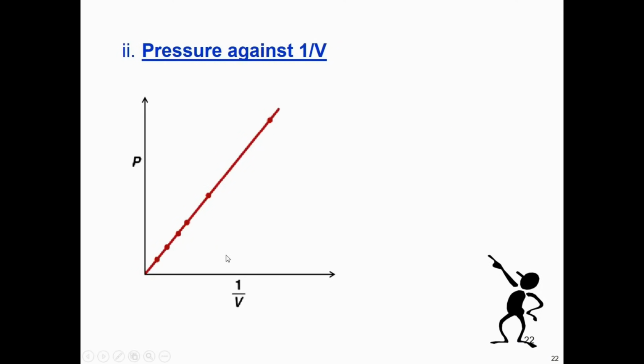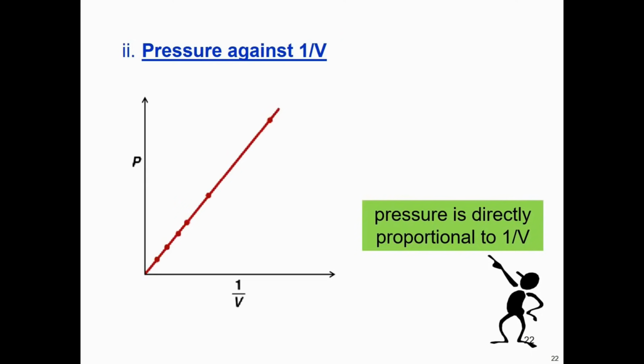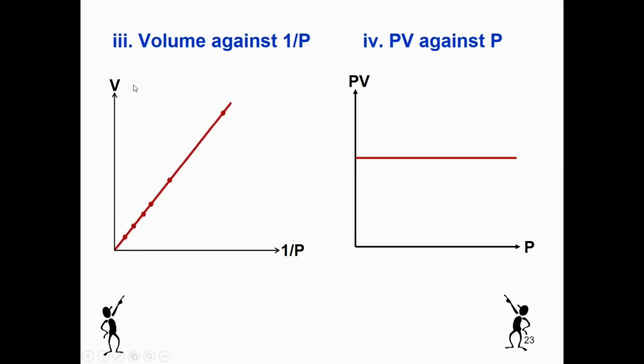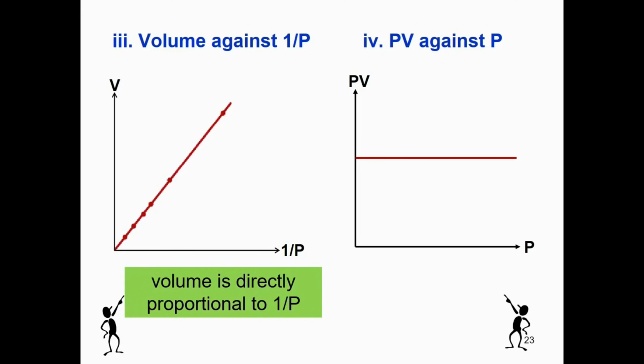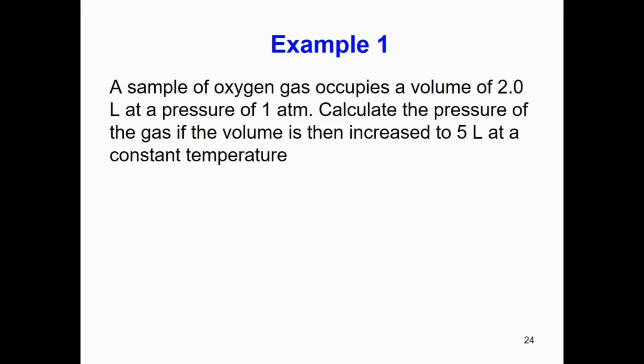If we plot P against 1 over V, we will obtain a positive gradient. It means that pressure is directly proportional to 1 over V. If we plot volume against 1 over P, we will also obtain a positive gradient. So it means that volume is directly proportional to 1 over P. But if we plot P times V against P, we will get a horizontal line, meaning that P times V is constant.